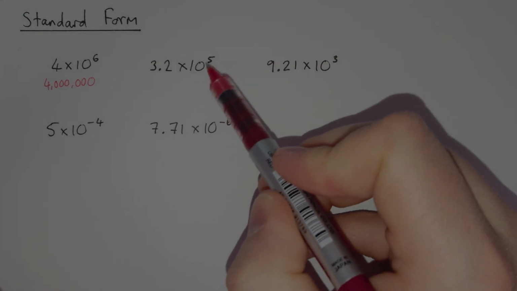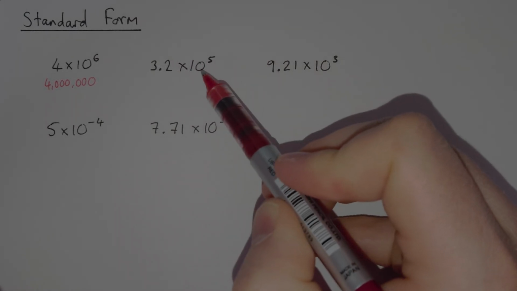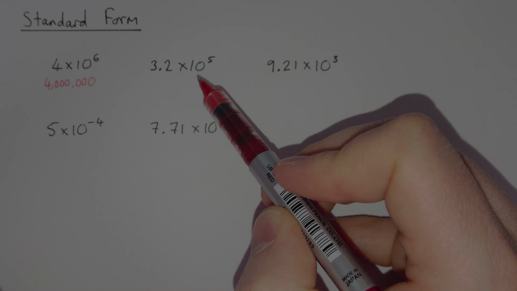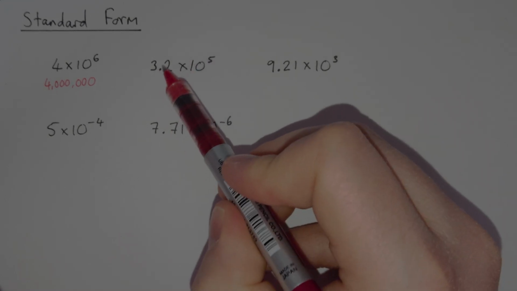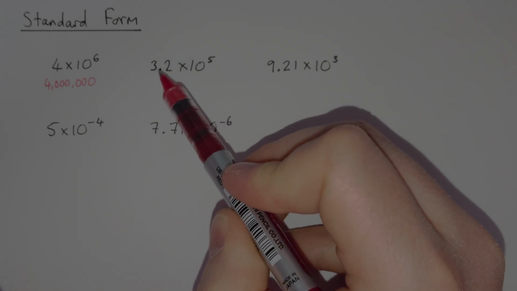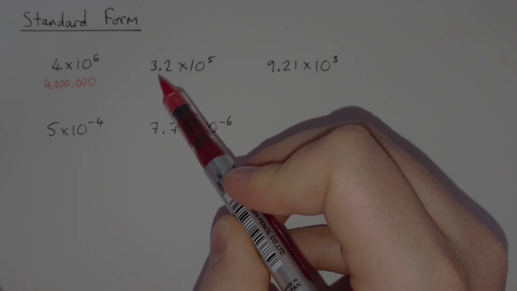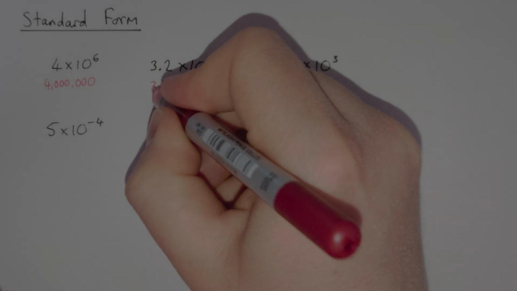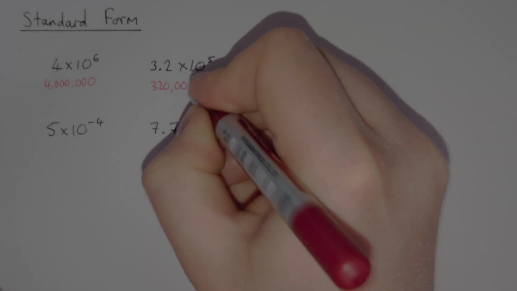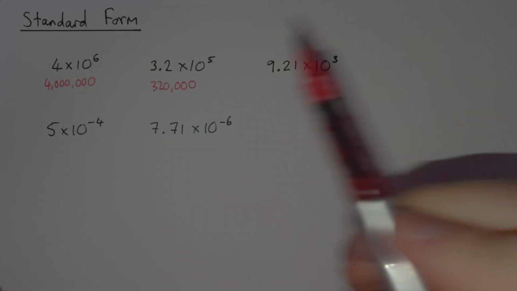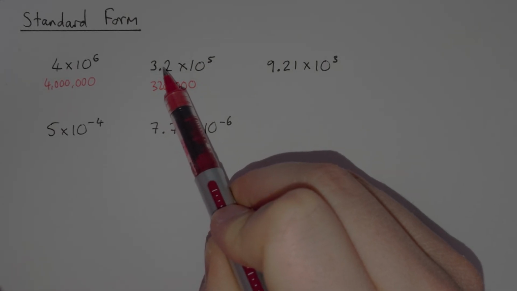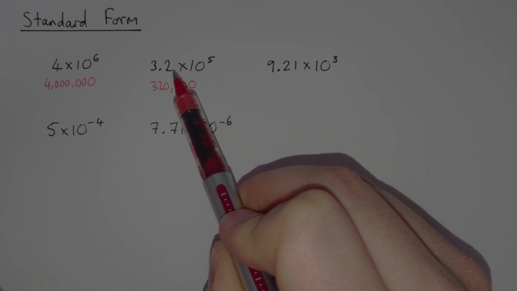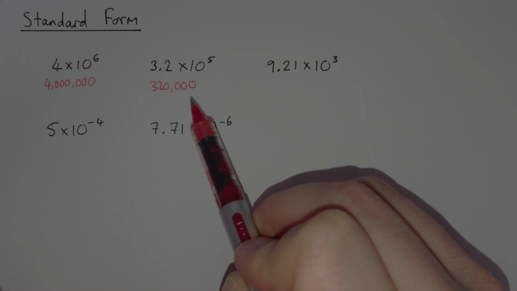Okay, this one here, well, 10 to the power of 5, 10 times 10 times 10 times 10 times 10 is 100,000. And if you times this by 100,000, you're going to get 320,000. Another way of thinking about that was you just move the decimal point 5 places to the right. If you move it just 1 place to the right, it's 32, and then you've still got 4 more places to go, so that's where the 4 zeros have come from.